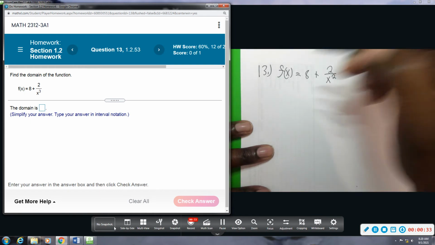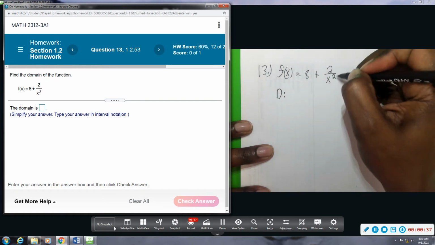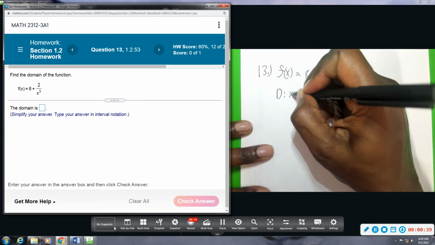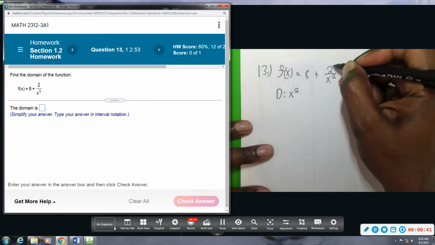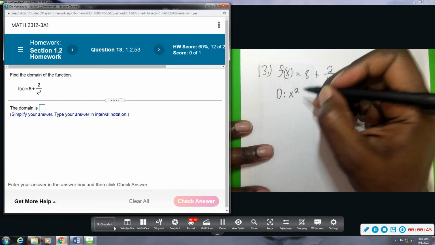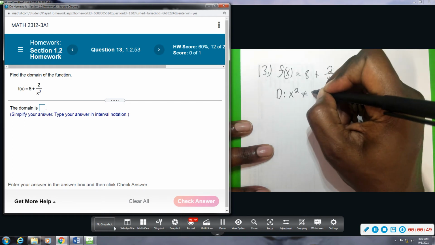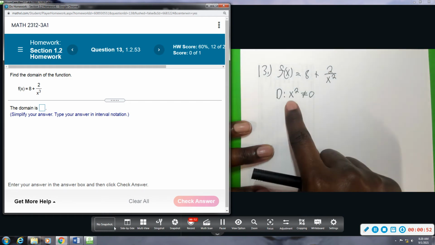All right, so we will have a restriction. I'm going to start out with D, domain, whatever's on the bottom, so it's going to be x squared. Okay, notice we have this plus 8, the 2 on top. Those do not affect dividing by 0. So whatever's on the bottom, it cannot be equal to 0 because we can't divide by 0. And then we solve for x.